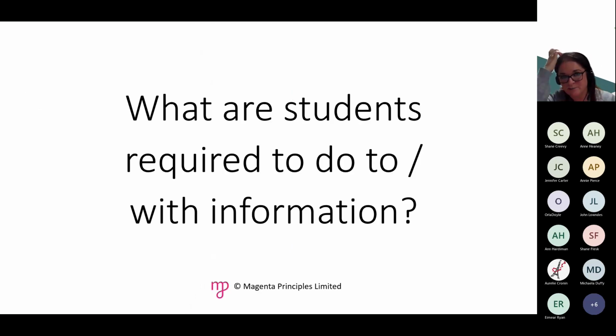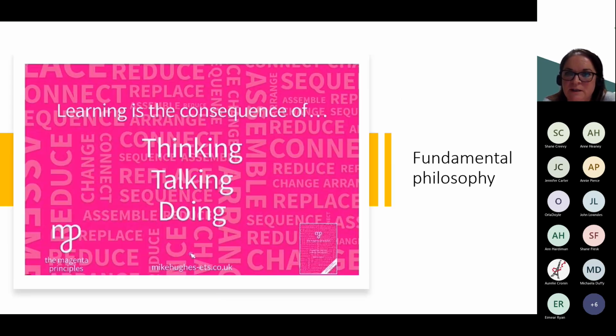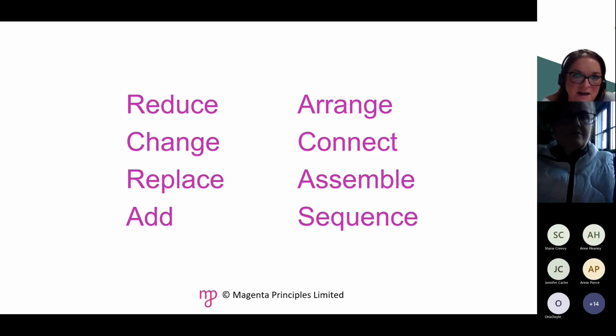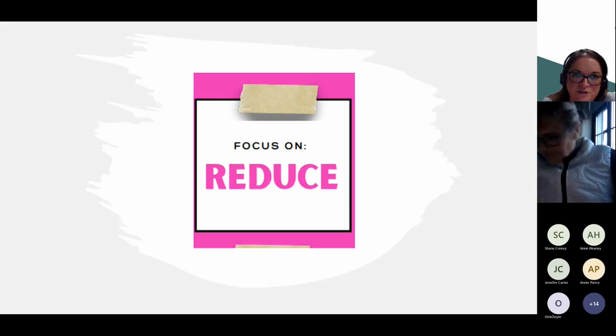All right, so the heart of this approach is, and again, it's a whistle-stop tour of a very large programme, what are the students required to do to or with the information they received in the classroom? The programme is underpinned by the philosophy that learning is the consequence of thinking, talking and doing. The Magenta Principles themselves are this list of tasks here, what we ask them to do to or with the information at hand, and this list isn't exhaustive. So I'm just going to hone in on one example to give you an idea in terms of content.